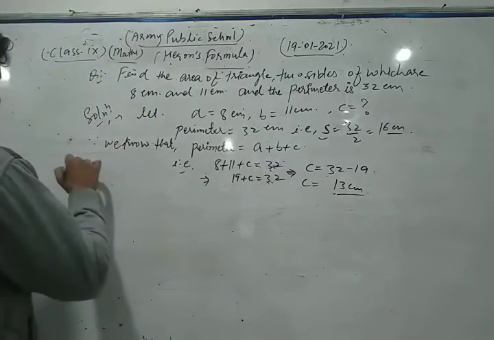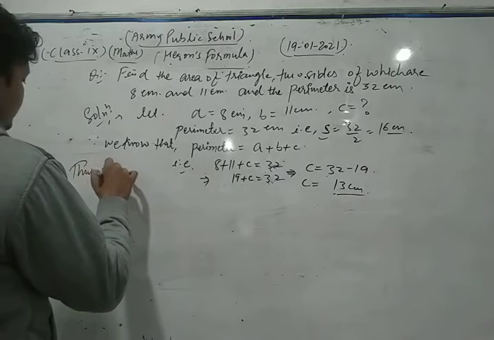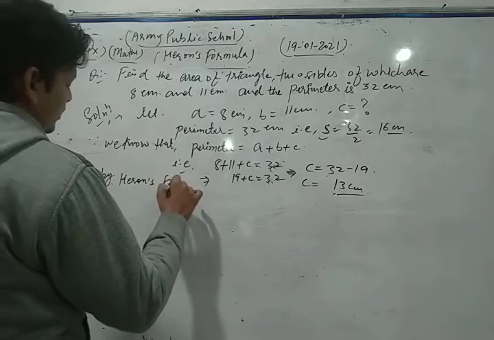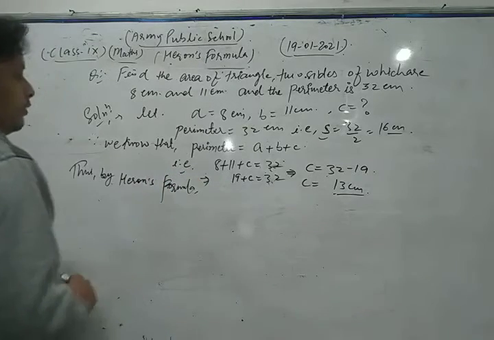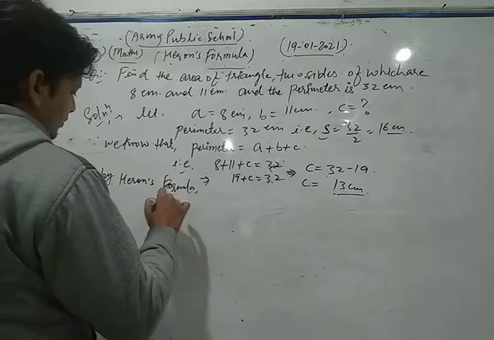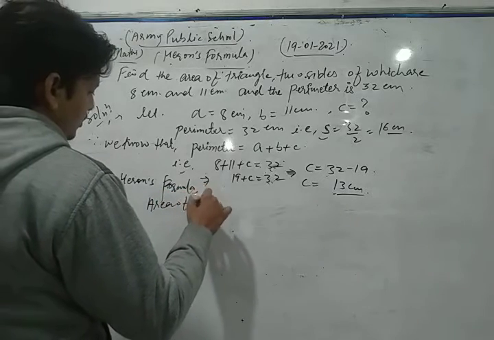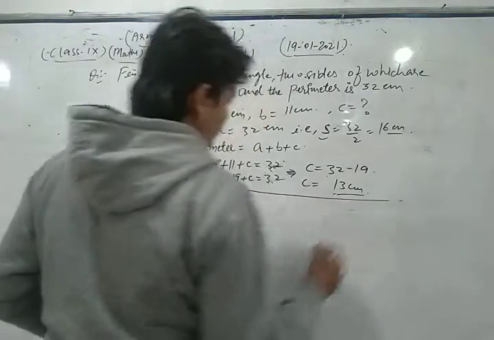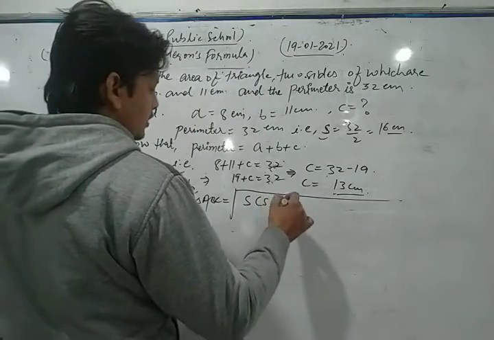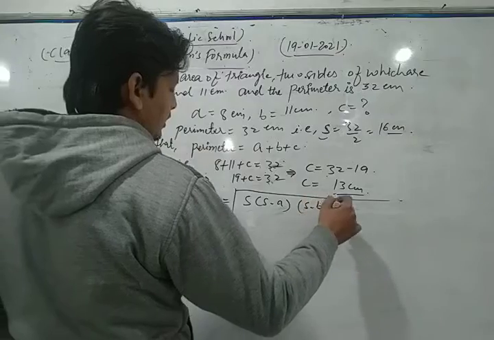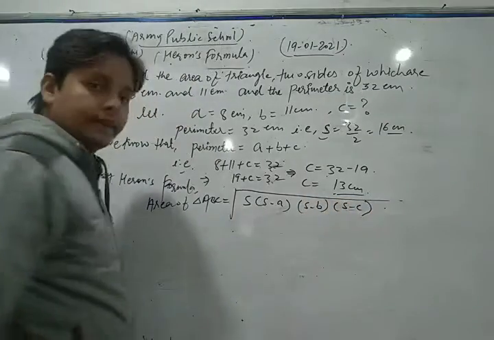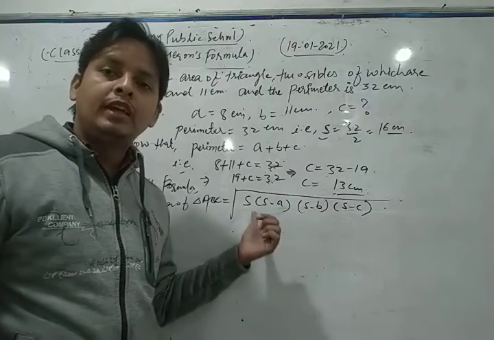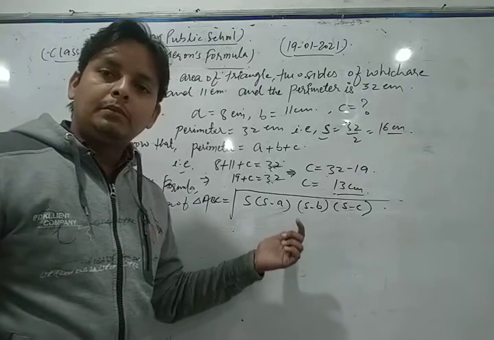Thus, by Heron's formula, the area of triangle ABC is equal to the square root of S times (S minus A) times (S minus B) times (S minus C). Okay, dear students, now we put the values of S, A, B, C.